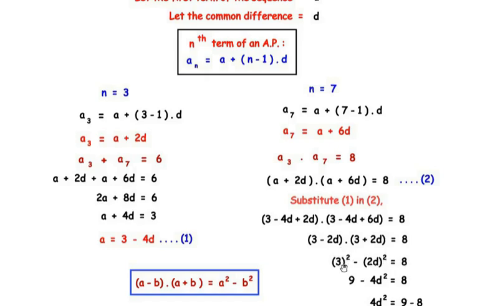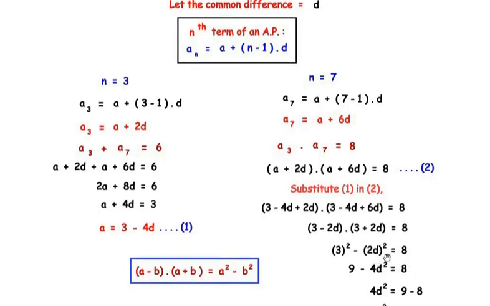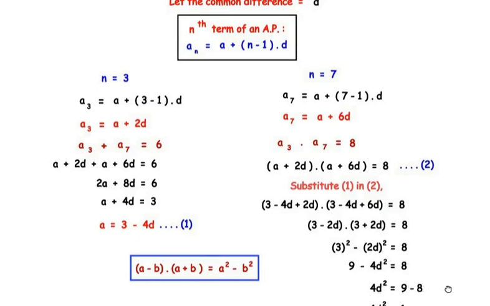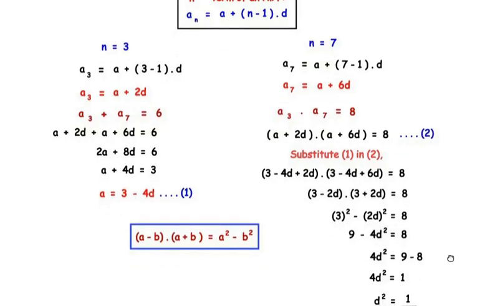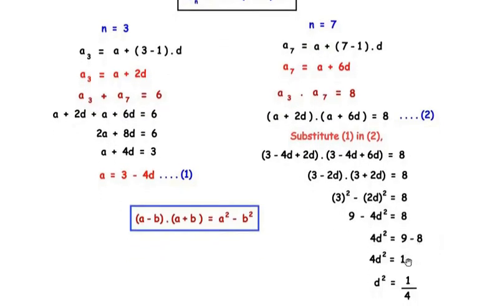Now 3 square gives us 9 minus 2 square is 4 D square is equal to 8. Now let us take minus 4D square on the right hand side. And at the same time we are going to take 8 on the left hand side. So minus 4D square now becomes plus 4D square is equal to, now positive 8 going on the other side becomes negative 8 giving us 9 minus 8. Now this simplifies as 4D square is equal to 9 minus 8 gives us 1.